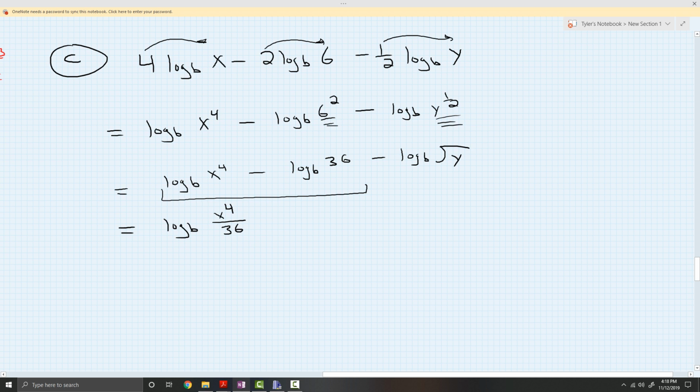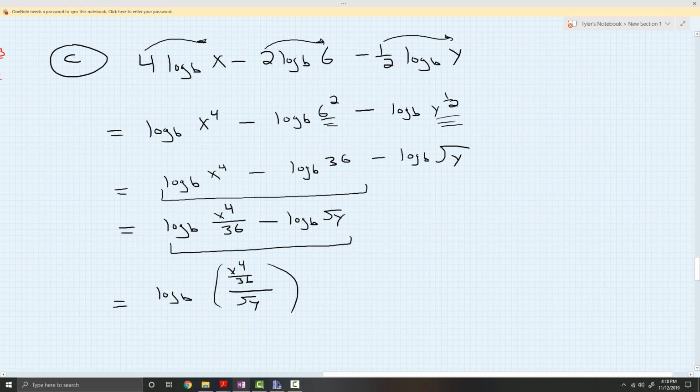Right. And then we'd still have the minus log base b of square root of y, right? And then now I could apply the same rule but with those two things. So this would become the log base b of x to the fourth over 36, all divided by square root of y. But when we divide fractions, this would be the same thing as log base b of x to the fourth over 36 times the reciprocal, which would be 1 over the square root of y. So the reciprocal of the denominator.